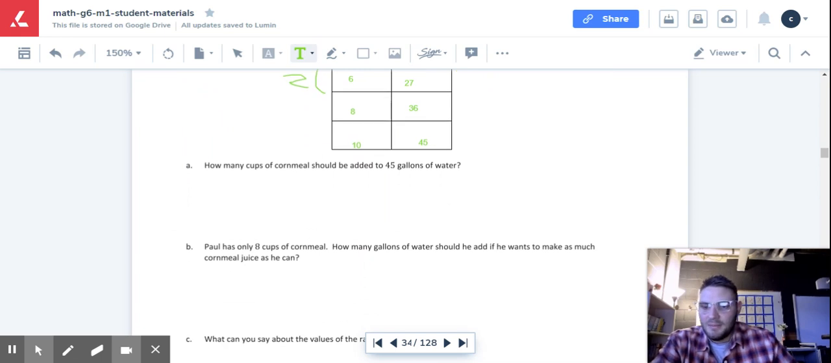Okay, now how many cups of cornmeal should be added to 45 gallons of water? Well, that's easy. We just did that one. The answer here is 10.